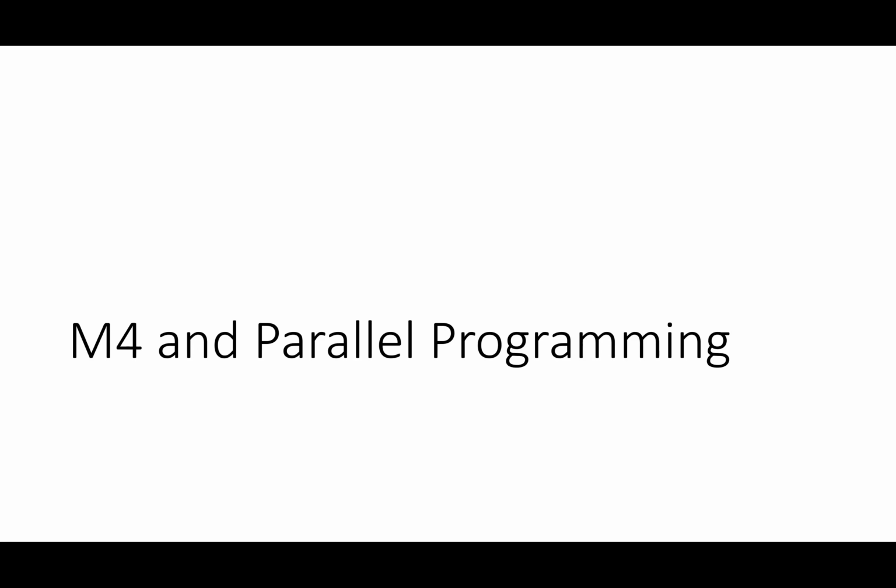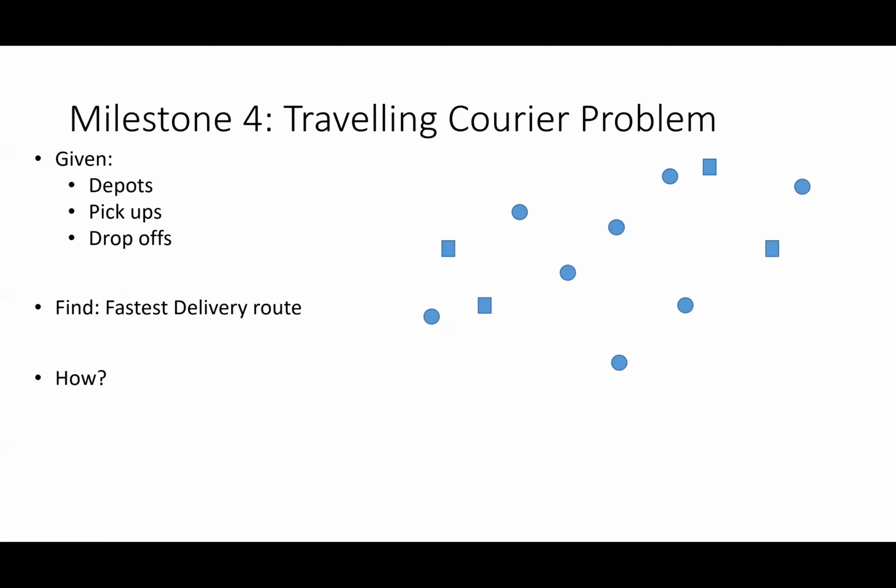Okay, so let's talk about parallel programming. A quick review of milestone 4. You're doing this traveling courier problem, a variation on traveling salesman. You've got depots where you start and end, you've got pickups, you've got drop-offs, and you're trying to find the fastest delivery route.